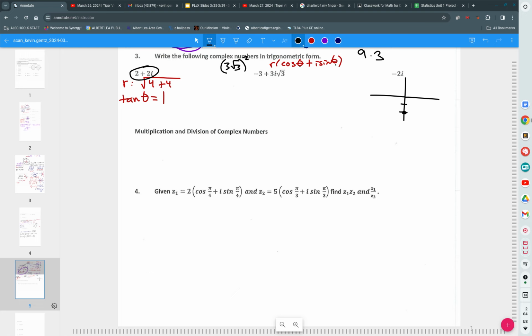What's that angle? 270. 270, right? You could just see it. And what's the distance from there? 2. So you could just be like, oh yeah, I know it right away. Like, we don't even need to set up our formulas because we know it's 3 pi over 2 and 2 because we see the visual. So anytime you can visualize it, things are pretty good. That kind of connect a little bit?